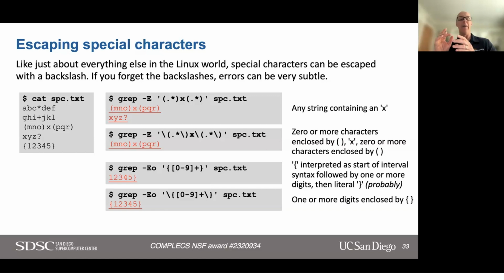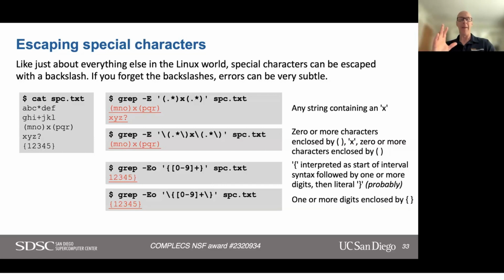So let's say we wanted to find all of the strings that contained an X. So we could do, in our parentheses, dot star X, and then dot star again in parentheses. But now if we wanted to find more complex patterns that included the curly braces or parentheses, we need to escape those with backslashes. So in that second example, we're looking for 0 or more characters enclosed by parentheses, X, and then 0 or more characters enclosed by parentheses.